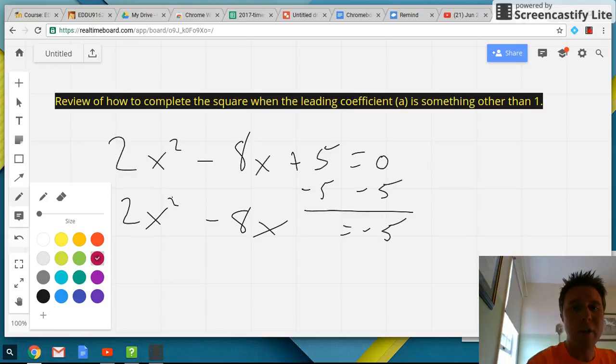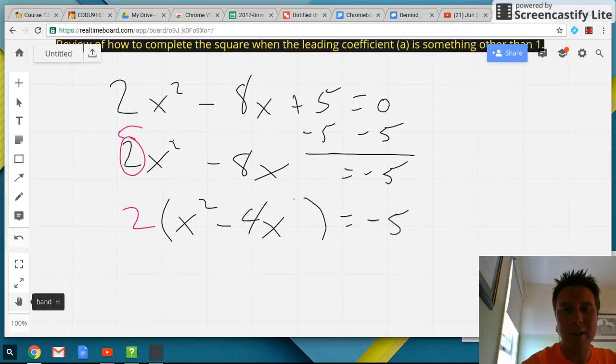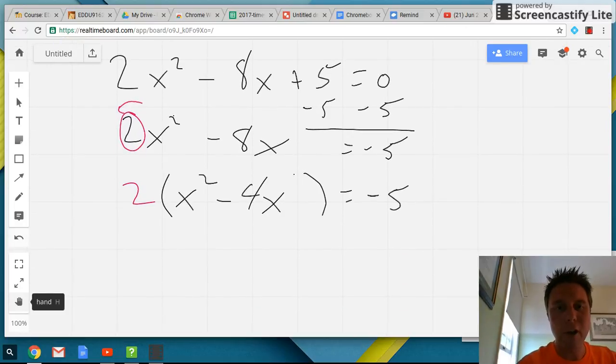If we're going to factor out a 2, we're going to have a 2 on our outside. We're left over with just x squared minus, but remember, I have to divide that 2 out from the 8. So that's going to become minus 4x, still equal to a negative 5. No need to factor out anything from the right side. I apologize there. All right, so that's what we have so far.